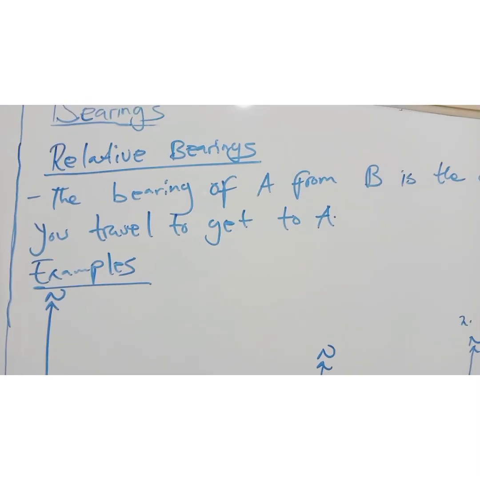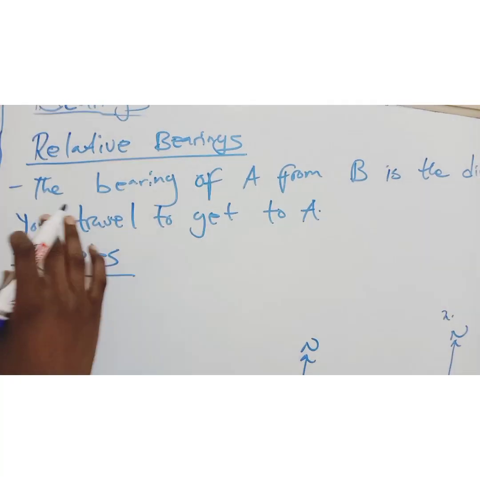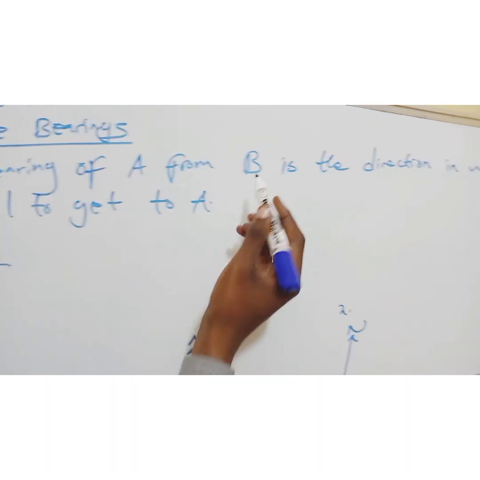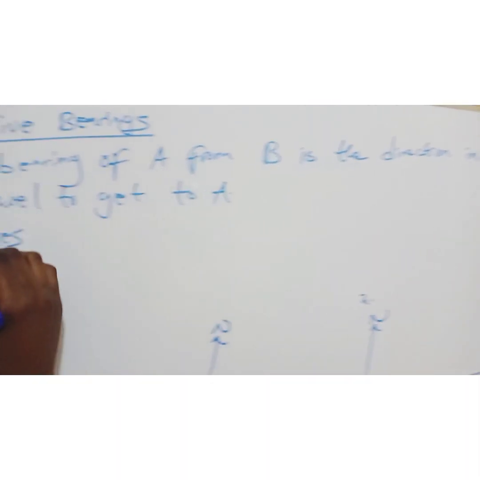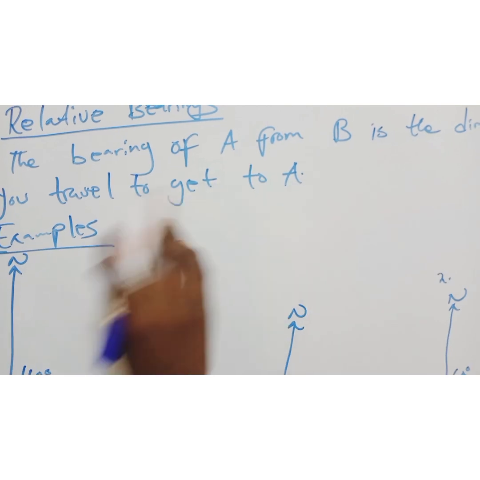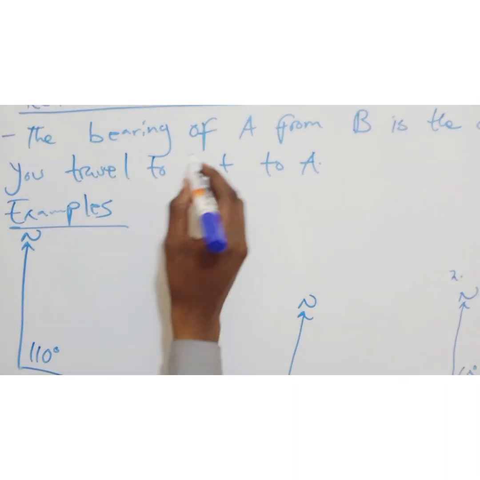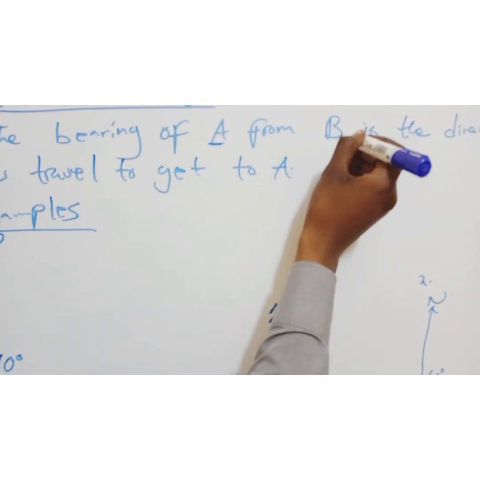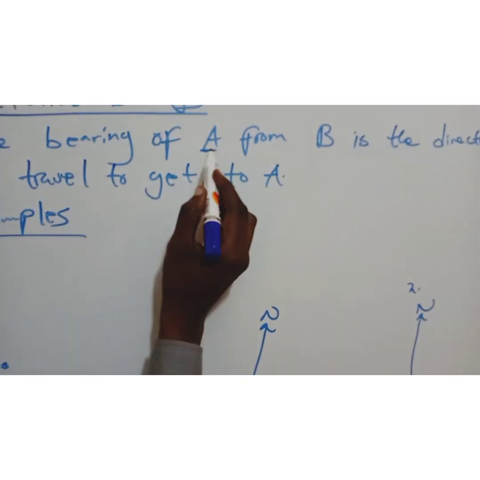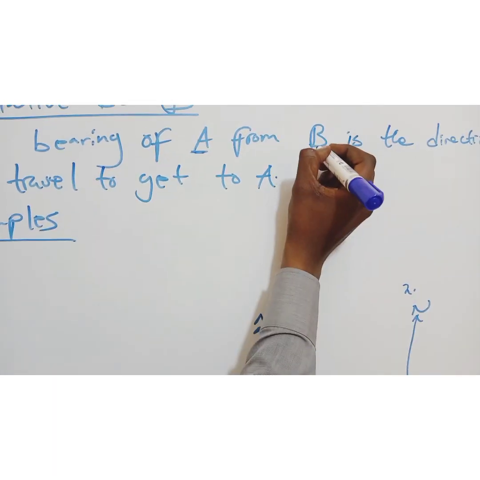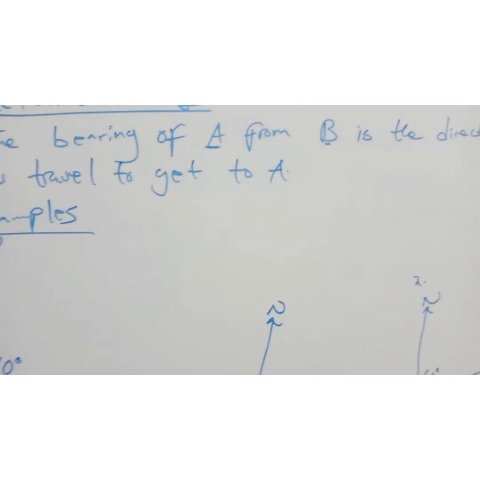So we're now looking at relative bearings. The bearing of A from B is the direction in which you travel to get to A. Let me explain this. The bearing of A from B: you want to find the bearing of A, but your origin should be B. Let's look at an example.